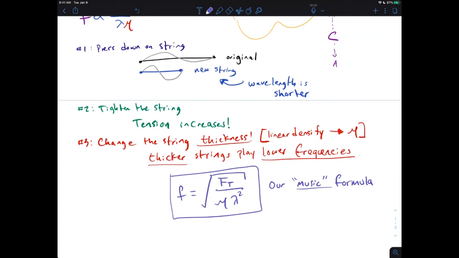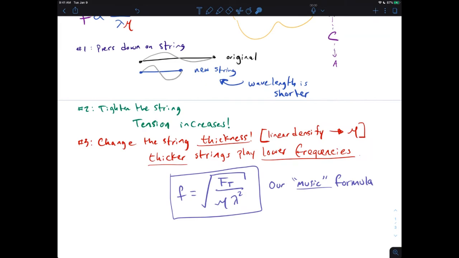This is for standing waves on a string. So hopefully you'll remember the pieces here. This is my tension, this is my linear density, this is my wavelength, the length of my string. When I put all of these together, I can control the frequency of my string.